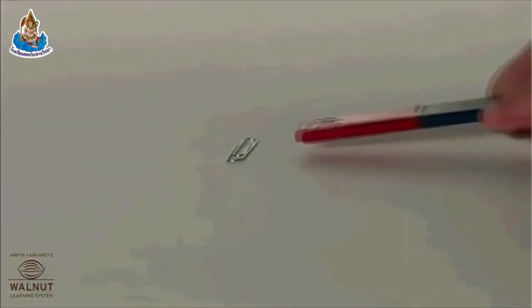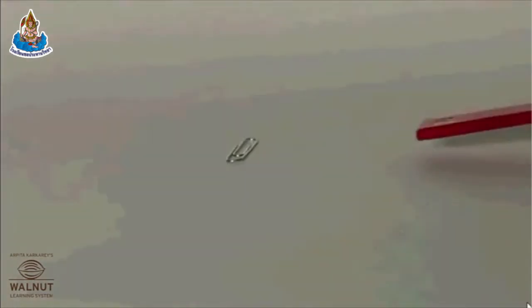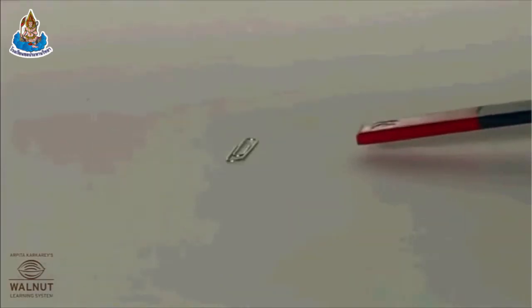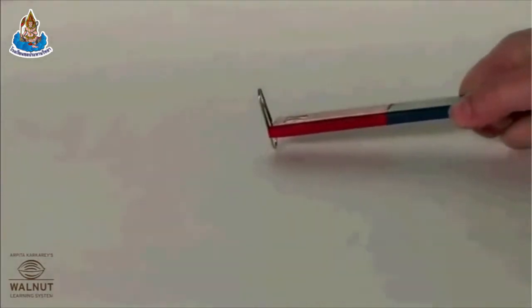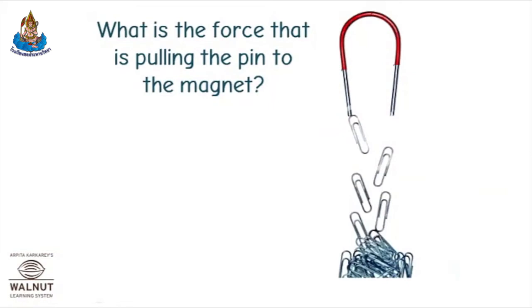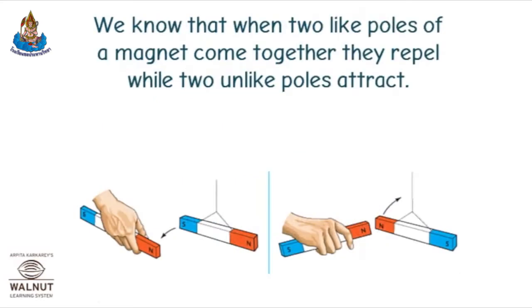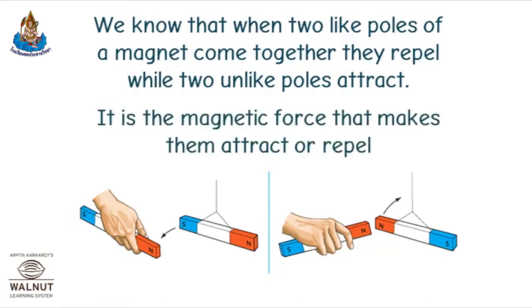Bring a pin near this magnet. What happens? The magnet attracts the pin and the pin gets stuck to the magnet. What is the force that is pulling the pin to the magnet? It is magnetic force. Magnets have different ways in which they can behave. We know that when two like poles of a magnet come together, they repel, while two unlike poles attract. It is the magnetic force that makes them attract or repel.